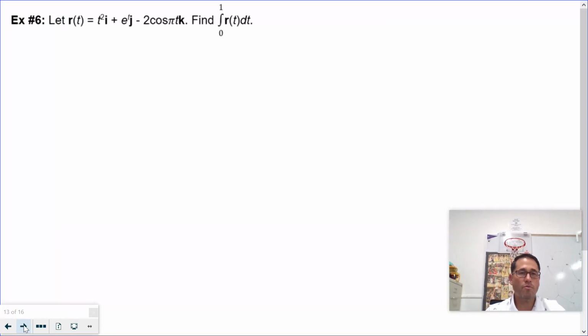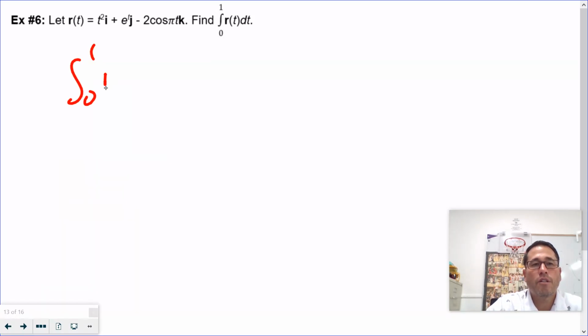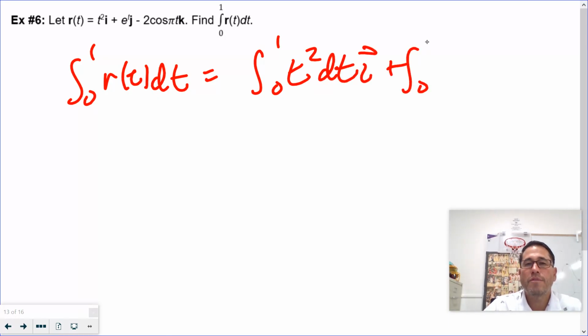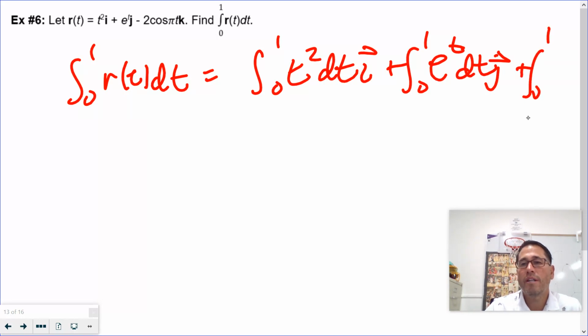Hit pause, see if you can get this one on your own. Okay? So if they ask me to find the integral from 0 to 1 of r of t dt, that is simply equal to the integral from 0 to 1 of t squared dt, and we'll call that i, plus the integral from 0 to 1 of e to the t dt j, and then plus the integral from 0 to 1, gosh darn it, I'm running out of space, of negative 2 cosine pi t dt k.